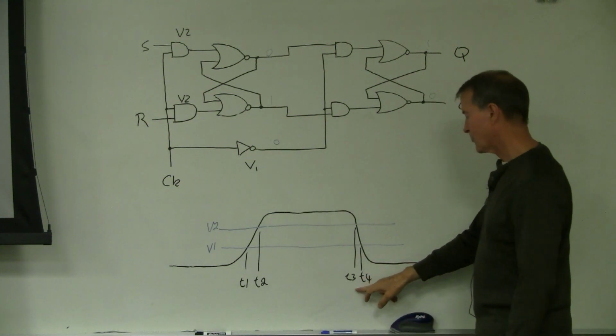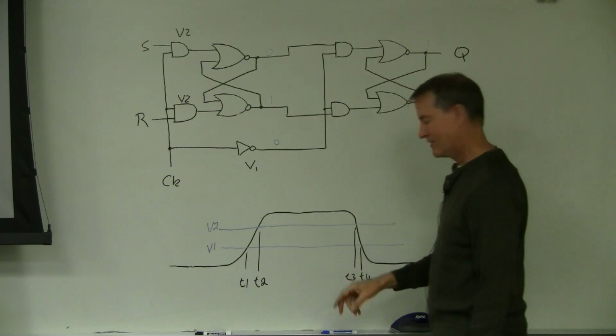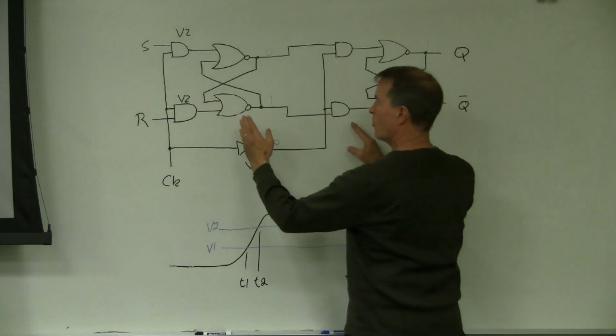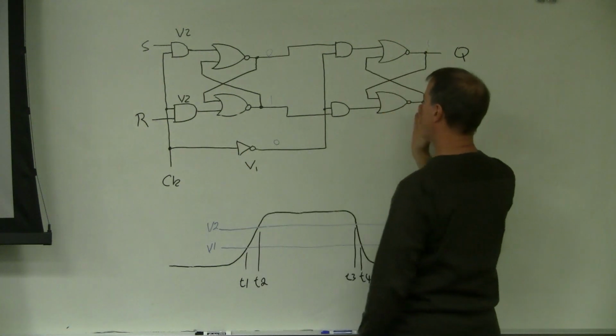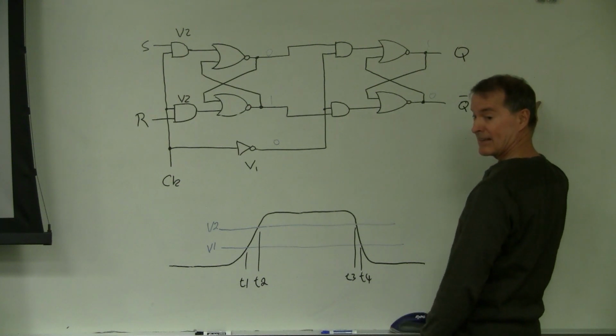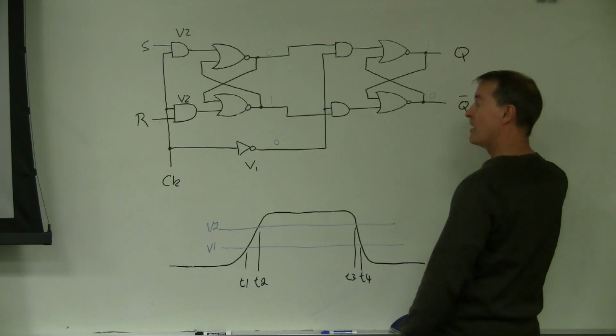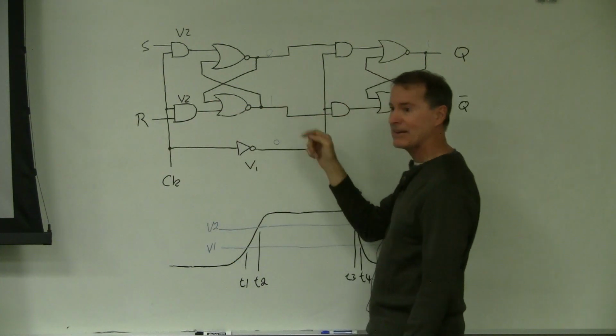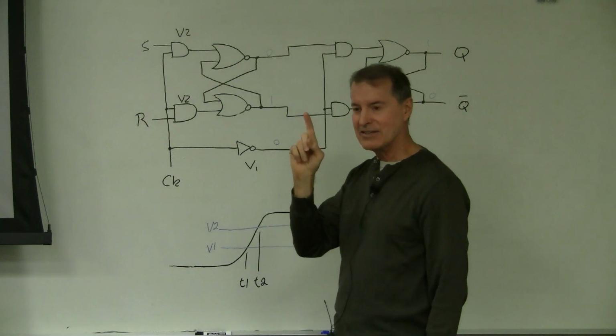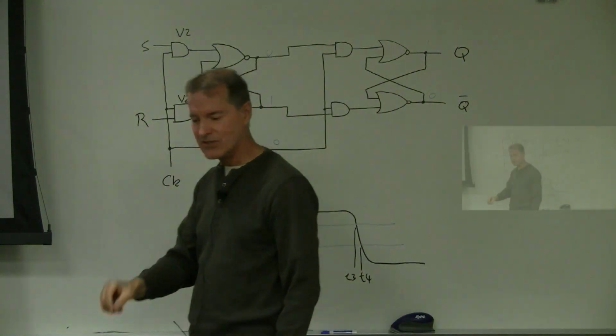And then between T3 and T4, at T3, what we do is we close this gate and we open this gate, and then what was there can get out, but it can't go all the way around and get back in again. So it limits it to just one transition.